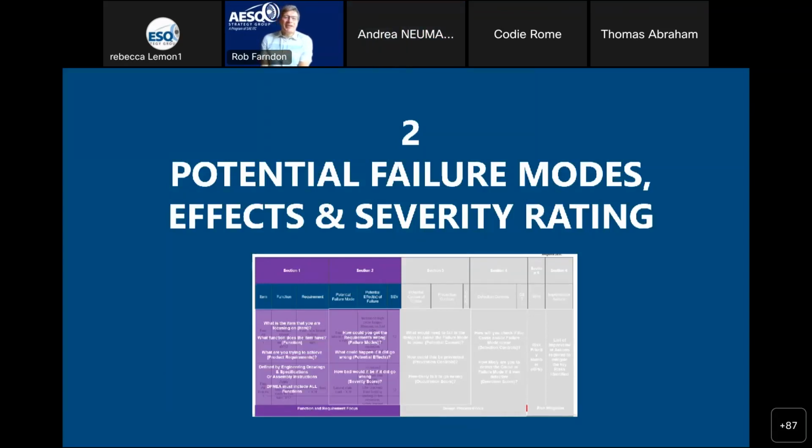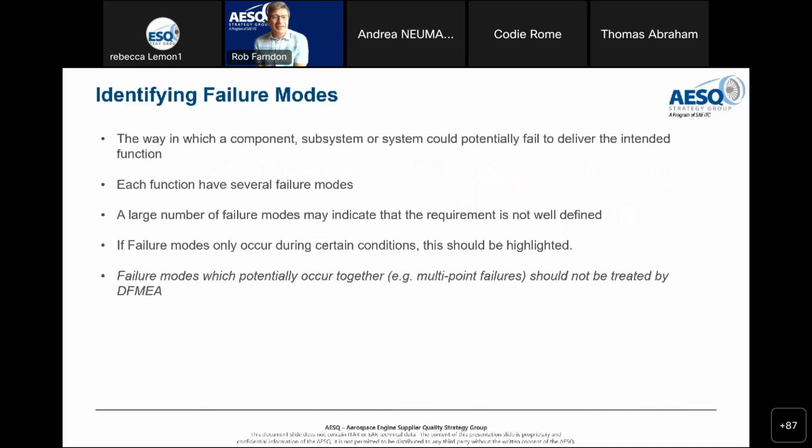Okay, so we're going on now to section 2 of the DFMEA, where we're going to think about potential failure modes, effects, and severity ratings. Okay, if you could click, please. Thank you. So, first of all, identifying failure modes. Failure modes are about the way in which a particular component, subsystem, or system, whatever's in scope for the DFMEA, could potentially fail to deliver the function.